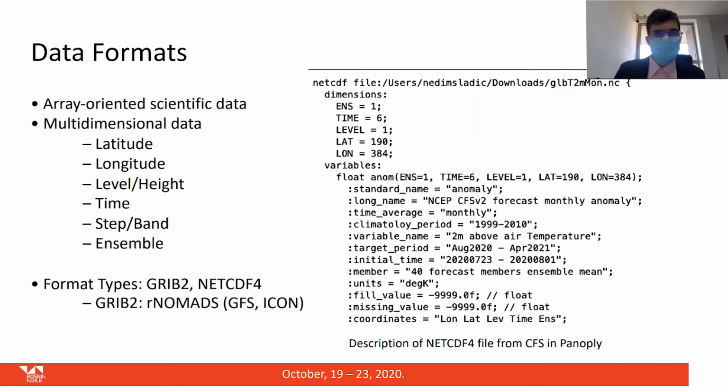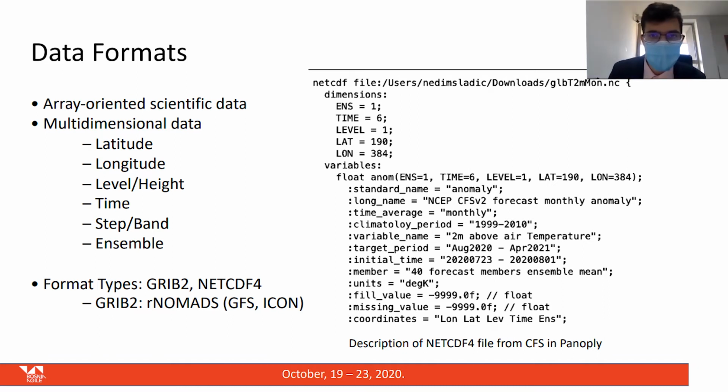After that, we can talk about data formats. We have array-oriented scientific data. Why array-oriented? Because we are trying to collect all of that data inside of one array. So we have an array for longitude, latitude, for the levels, and for some models we even have time, especially when we talk about reanalysis. If we want to do the reanalysis on a monthly, yearly, or even daily basis, then we have some step or time or band.